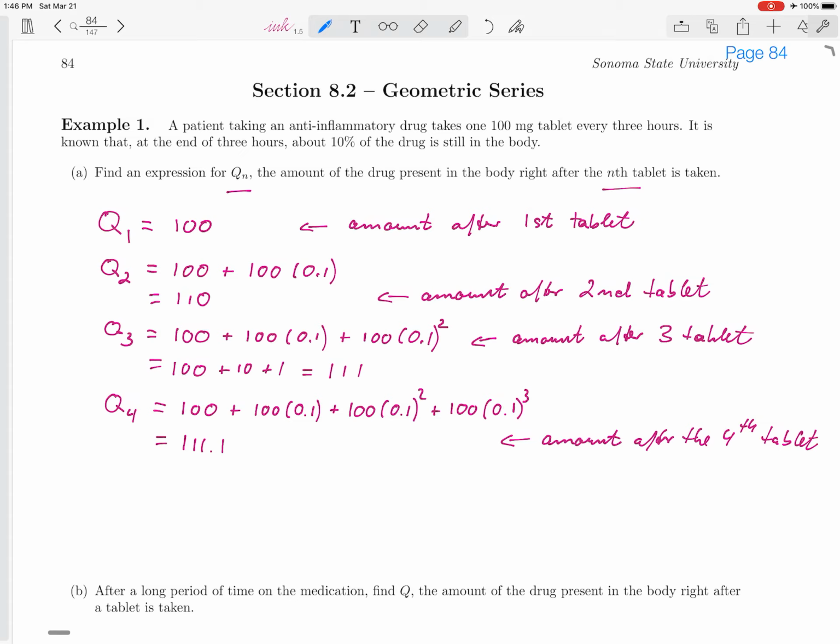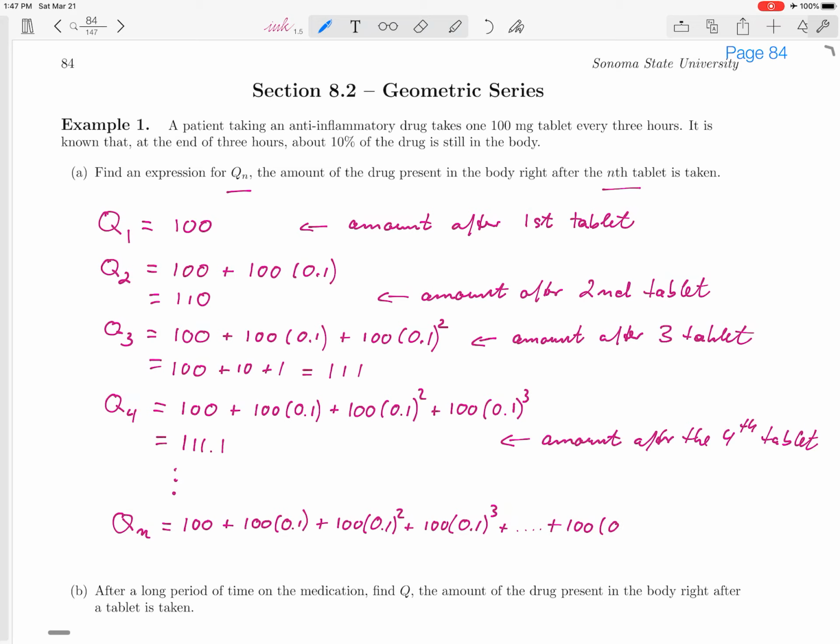We're not going to do this forever. We are going to say, what happens now when we take the nth dose? Well, following this pattern, we are starting with 100 plus 100 times 0.1 plus 100 times 0.1 squared plus 100 times 0.1 cubed. We already got that far on our first tablet. Now imagine we keep going. We get many more terms, and for the last term, what do we get?